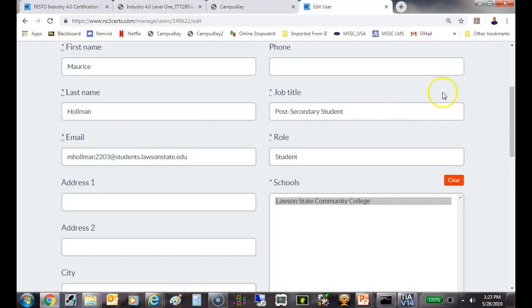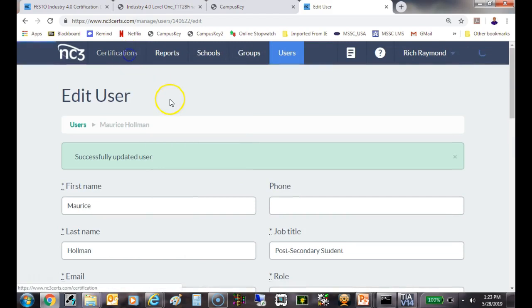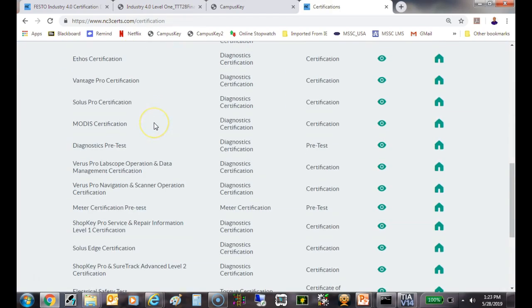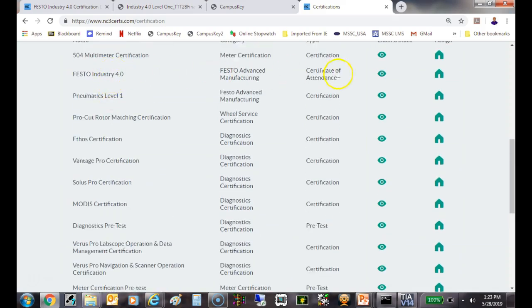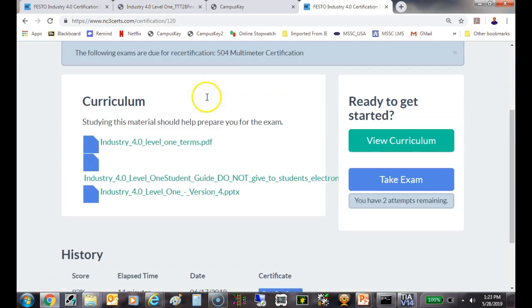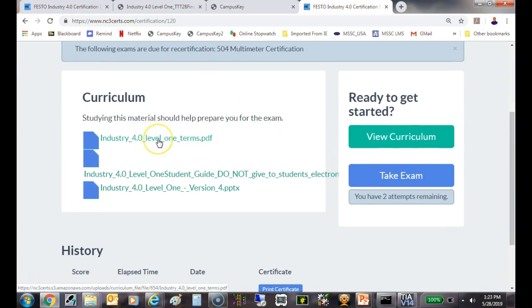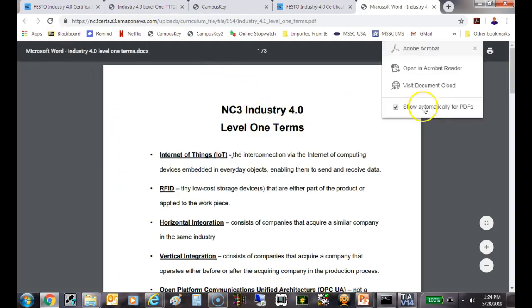See if I can figure out how to get out of this. So do y'all have this Industry 4.0 terms? No slide. Okay. So what I'll do is I'll run these off and give them to you, because basically it's got all the terms in there. And when you start taking these tests, it's kind of hard to memorize these terms.